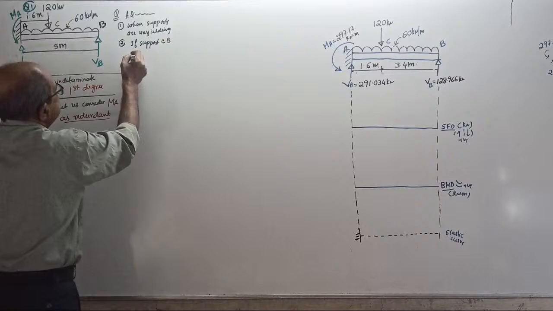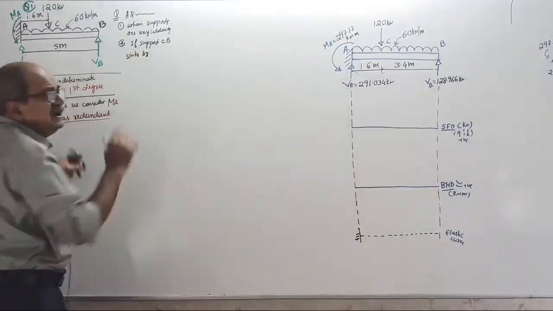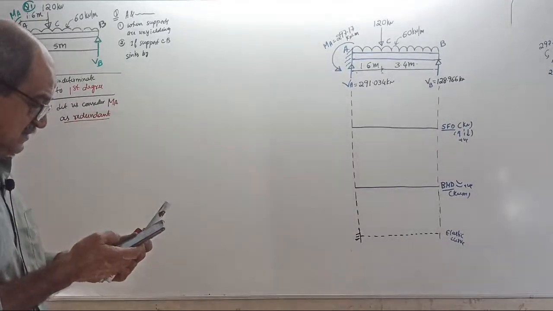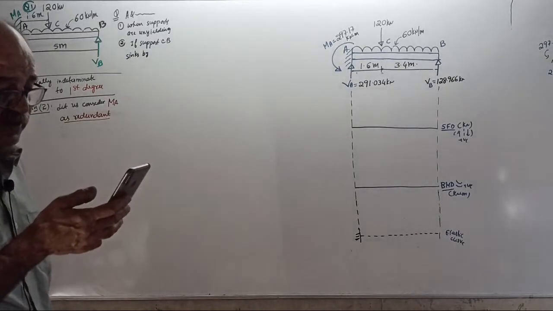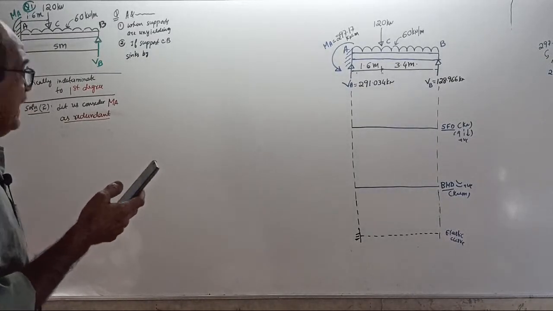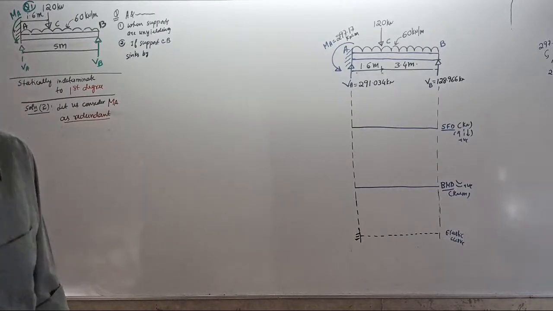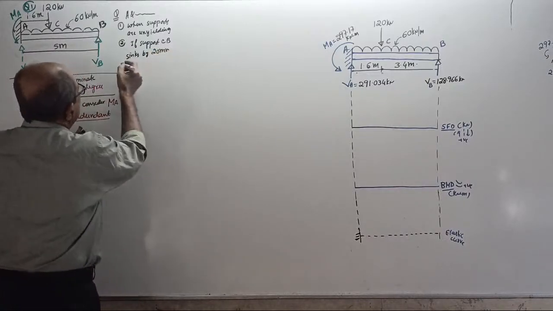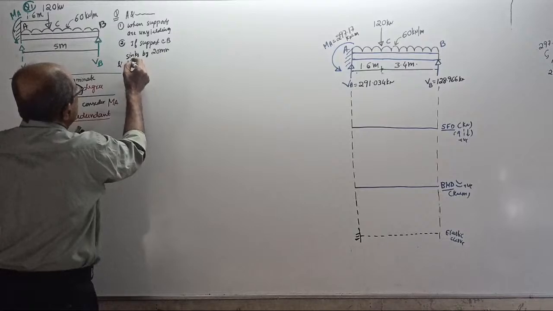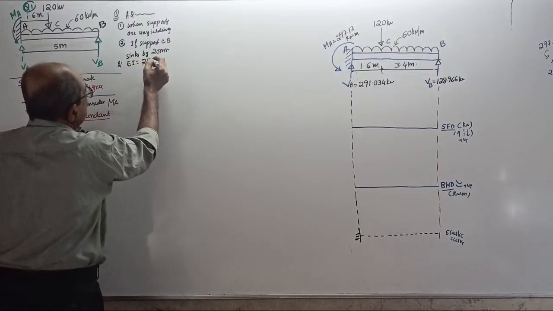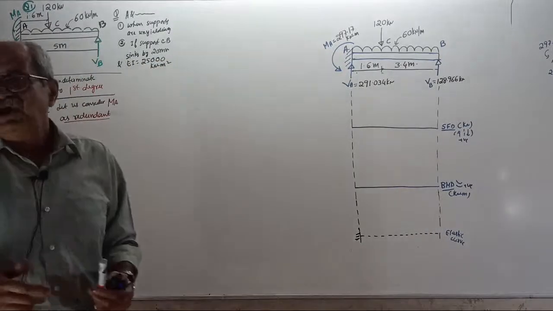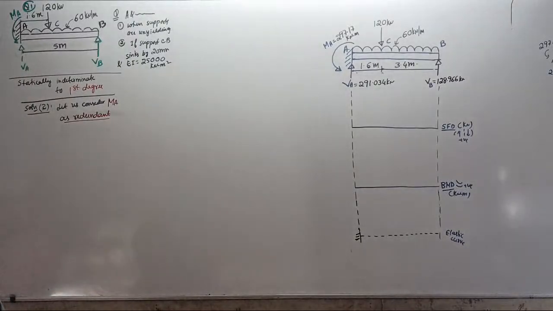support at B sinks by, I think, 20 millimeter, correct? Sinks by 20 millimeter. Is it sinks by 20 millimeter? Yes, and tell me what EI was told. For that second part, take EI equal to, I think, 25,000 kilonewton meter square, if I remember, 25 or 20, I don't remember. How much did I tell EI? 25, okay. That is the question.